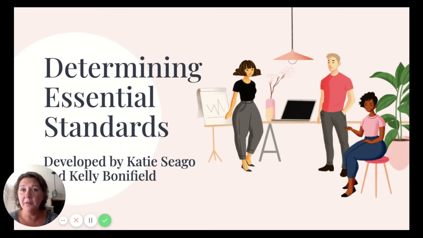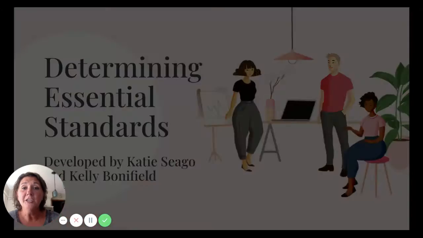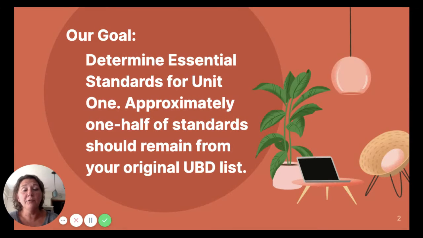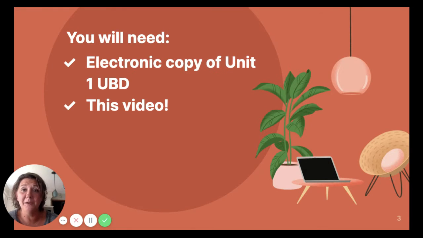This is a protocol that we have based off of the work of Schmoker and Marzano, and we've found that it's actually very helpful with other PLCs that we work through this process with. So we're going to dive right in. Our goal through this meeting is to determine essential standards for Unit 1 only. You're going to look at the other units later as necessary, but right now you're only focusing on Unit 1. Your goal is to cut down approximately half of your standards so that you have half of them to focus on as a top priority.